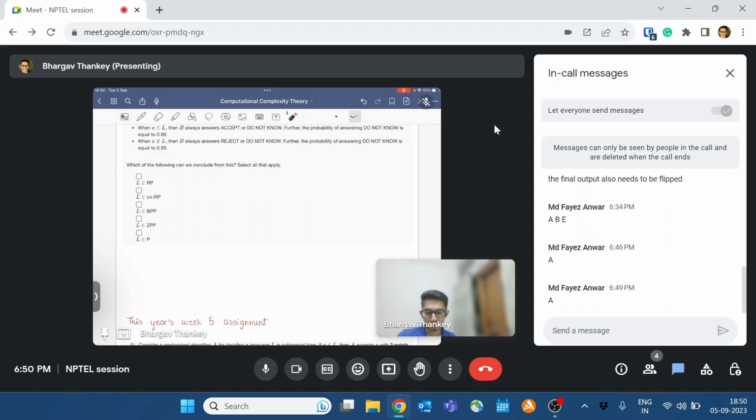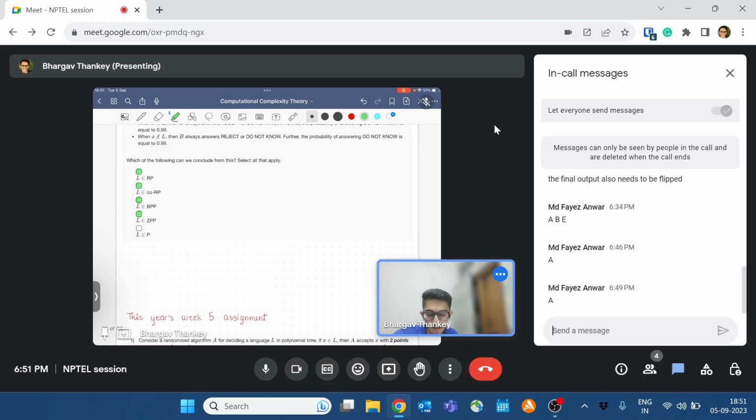I think all of them should be correct except the last one. Yeah, that is true. And notice that to prove that A, B, C, and D are correct, all we need to prove is that D is correct because ZPP is RP intersection co-RP. So if L is in ZPP, it's in both RP and co-RP. And BPP contains RP and co-RP. So if L is in ZPP, it's also going to be in BPP.